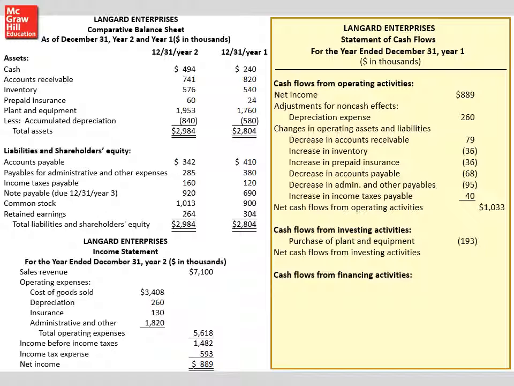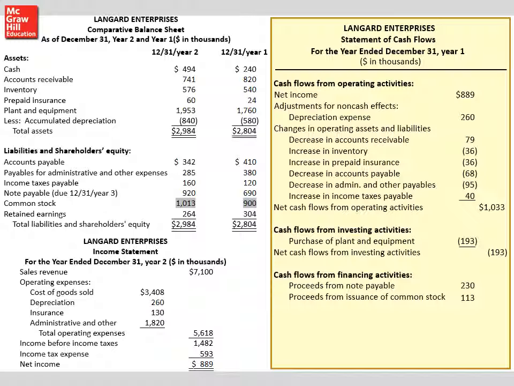The financing activities area is where we account for changes due to long-term liability change and equity change. So now we're going to deal with our note payable. Note payable went from $690 up to $920. So we must have borrowed $230,000 more. So that's a positive increase in financing activities. So cash went up due to that financing activity. Common stock went from 900 to 1,013. So we must have sold additional shares getting cash of 113.